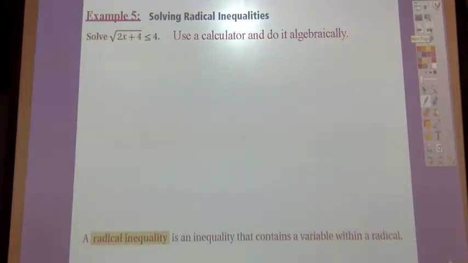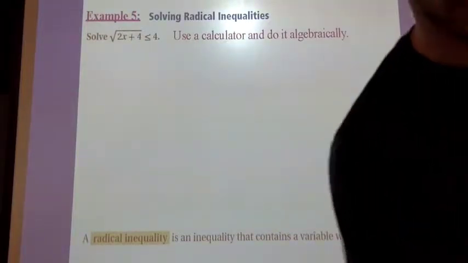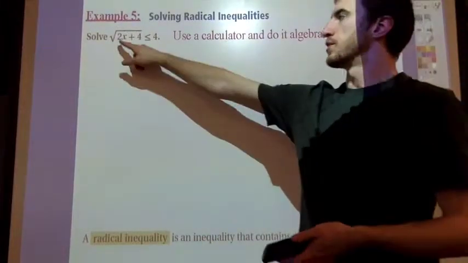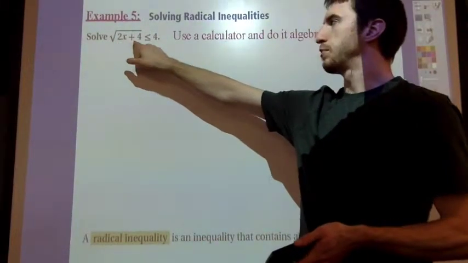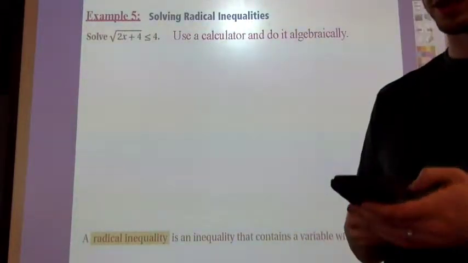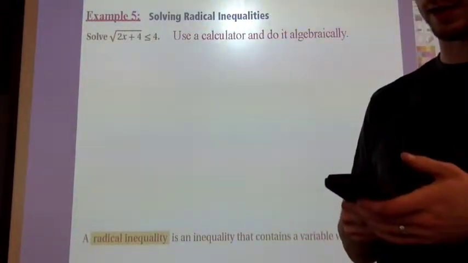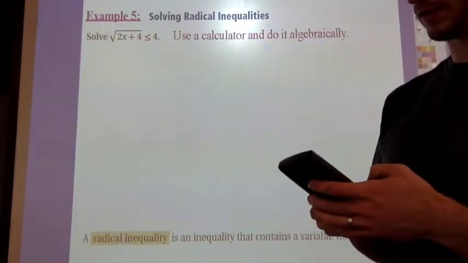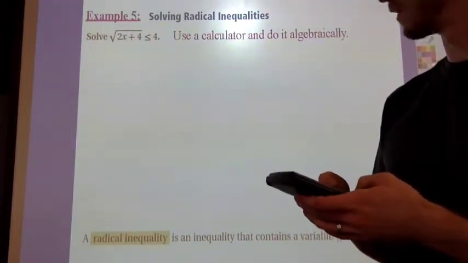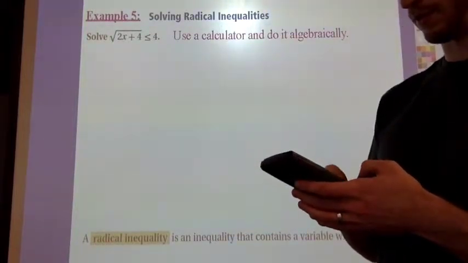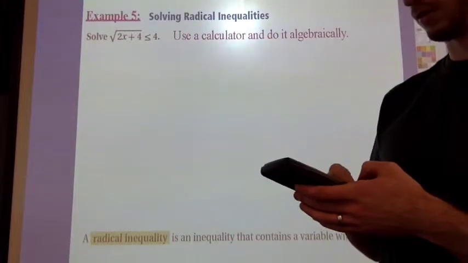Radical inequalities. You know we had to throw in inequalities at the end of this. So, we've got the square root of 2x plus 4 is less than or equal to 4. What I'm going to do first is show you what this looks like on a calculator, and then we will solve it algebraically.